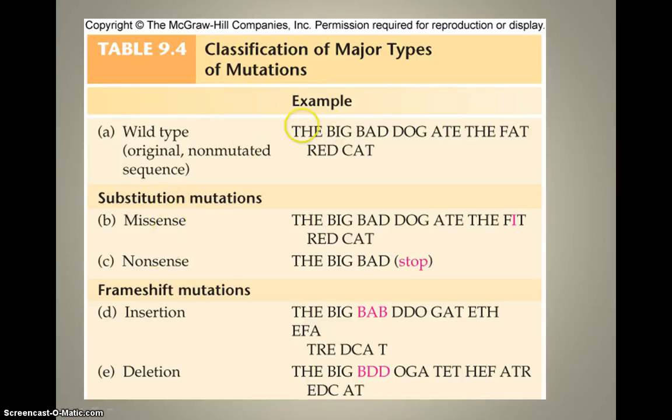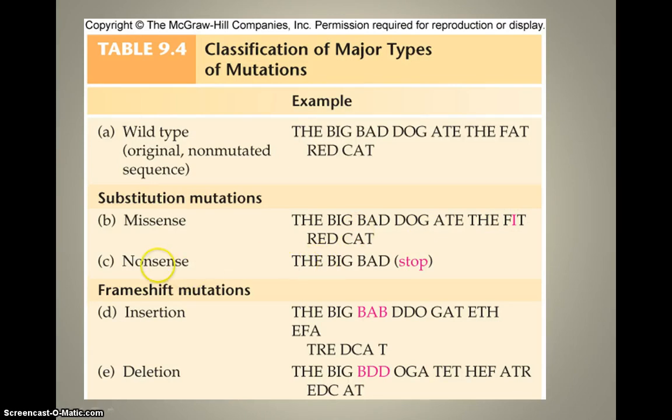So if your wild type was this set of triplets, to just give you an idea, you've got the big bad dog ate the fat red cat. Well, if we had some sort of substitution mutation, maybe we changed this A and we had an I instead. So we have a missense where we've made a different protein or a different phrase. The big bad dog ate the fit red cat. But it changes the meaning a little bit. Maybe it could be better, maybe it could be worse, right?